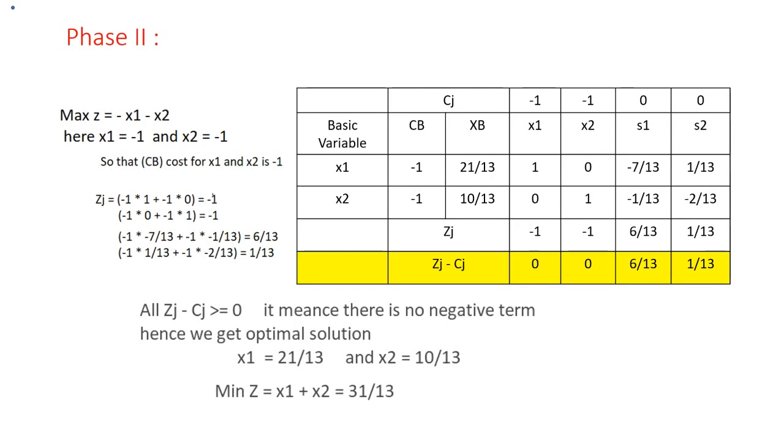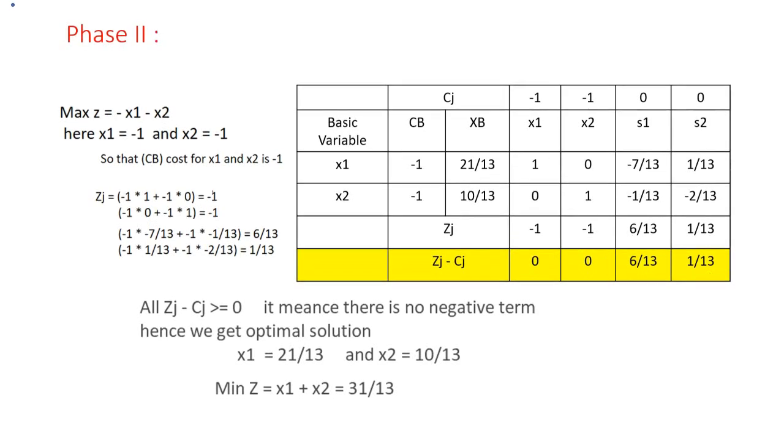So here we solved our linear programming problem by using the two-phase method. In phase 1 we remove all the artificial variables, and in phase 2 we get the optimal solution. Thank you.